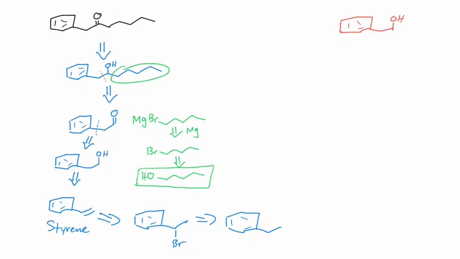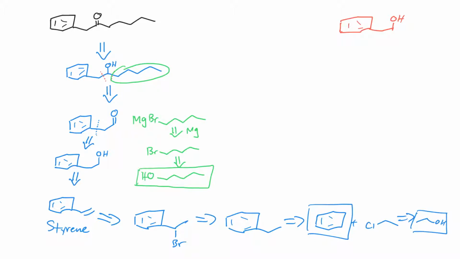And I can, of course, make ethyl benzene from benzene and ethyl chloride. Benzene is now one of my starting materials, and I can make ethyl chloride from ethanol, no problem. And that would be a starting material. So that's one pathway.